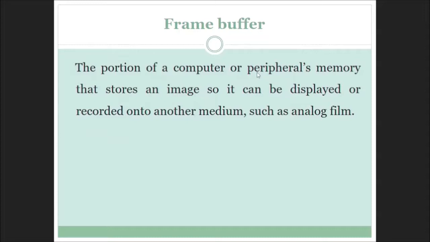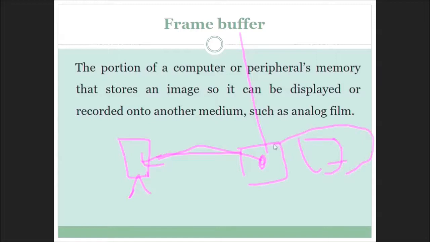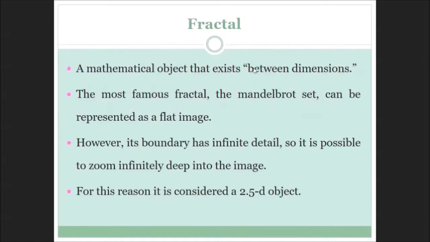Then coming to frame buffer, the portion of a computer or peripheral memory that stores an image so it can be displayed or recorded on another medium such as analog film. Now if this is your display device, when a system sends information, this comes from your frame buffer. So this is the final place where it is kept to be displayed. All rendering, all processing will be done in the background. Once it is ready to be shown, it will come into the frame buffer. So this holding area is the frame buffer.